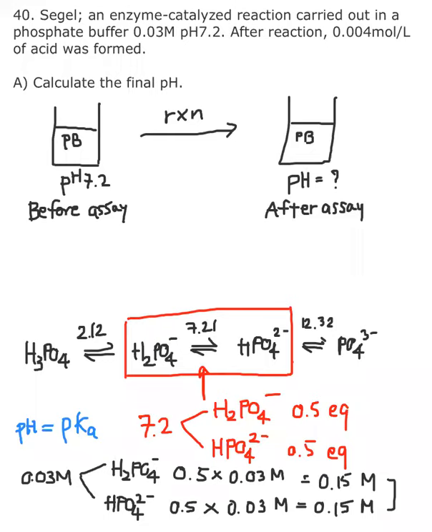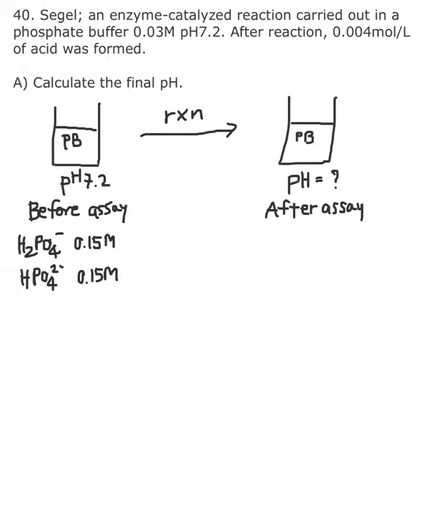So if the pH of the buffer is not equal to pKa, what can you do to calculate the concentration of each species here? You have to use the Henderson-Hasselbalch equation and solve for the concentration of each species. So now you know that the initial phosphate buffer contains H2PO4 minus at 0.15 molar and HPO4 2 minus at 0.15 molar. So next part of the question, we're talking about the enzyme catalyzed reaction.